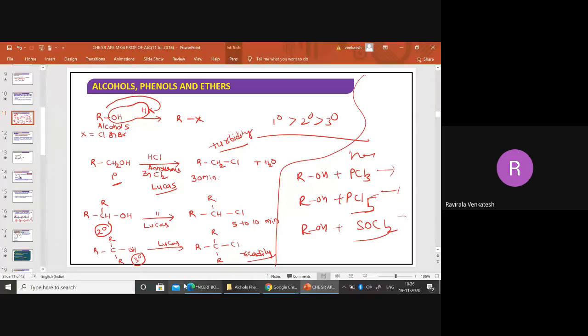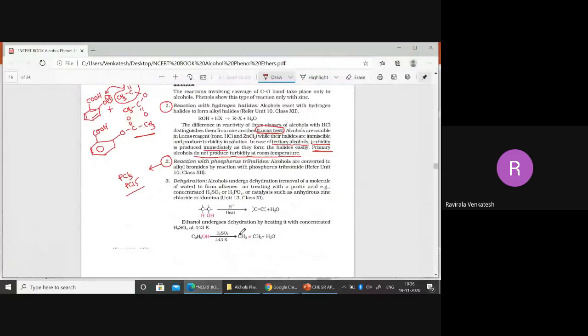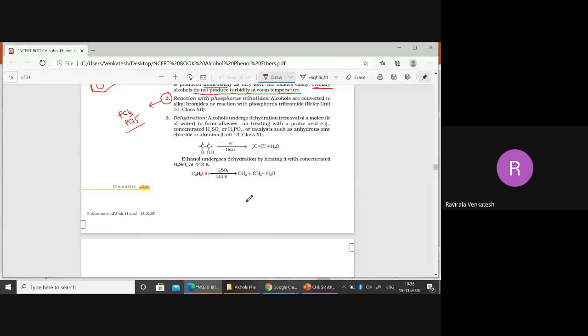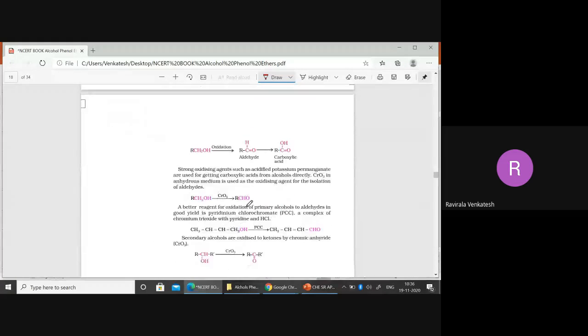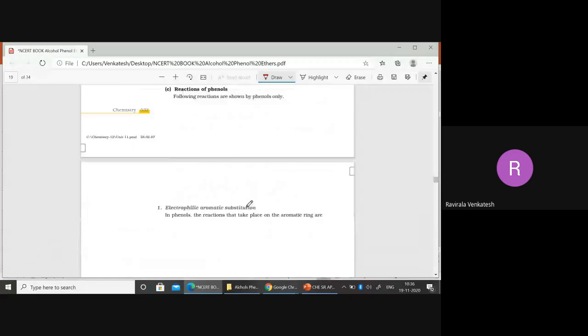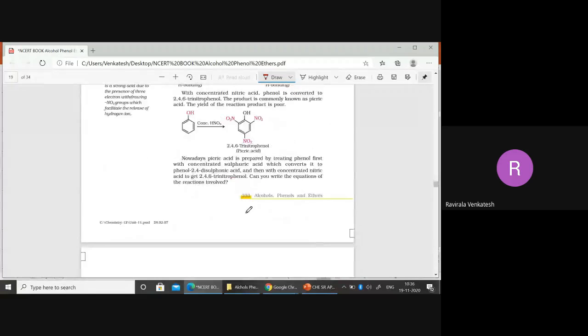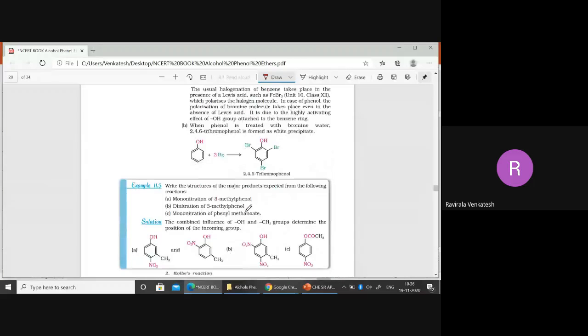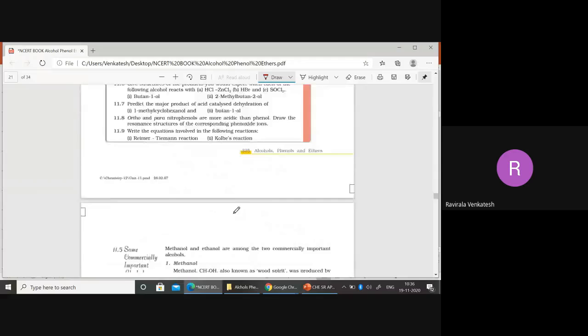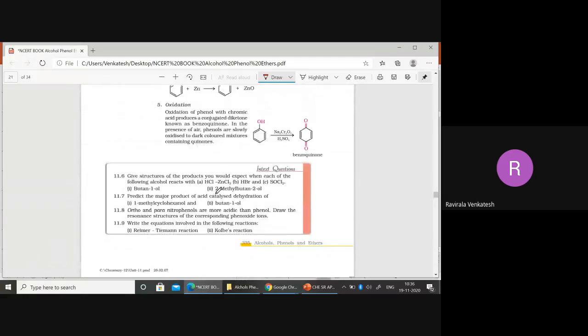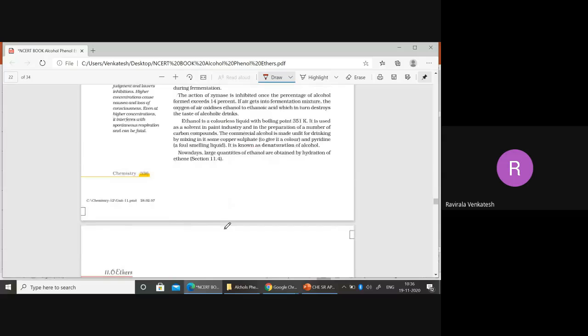So this is about today's class. Tomorrow we'll see the dehydration, which is also an important mechanism. Dehydration mechanism we'll discuss, oxidation and phenols. Tomorrow we'll try to complete the phenols, because tomorrow we'll get 1.5 hours. I will try to complete up to the Reimer-Tiemann reaction, so that next we start ethers.